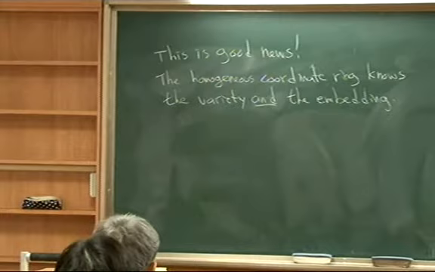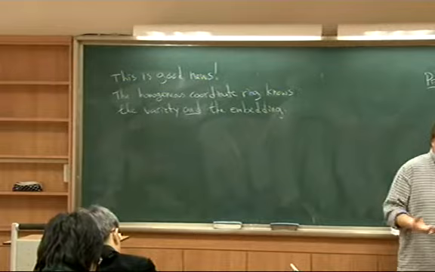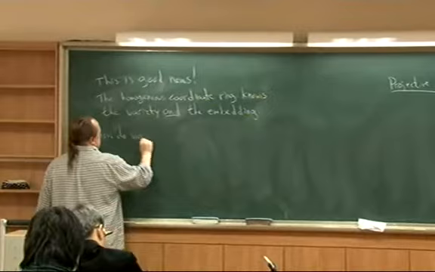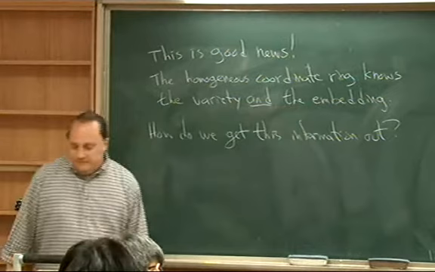So the question we want to ask now is, a homogeneous coordinate ring comes with this extra information, how do we get it out? It's nice to know it has the information, but we want it. Otherwise, it's not very helpful that it has the extra information. So how do we get this information out? And maybe more to the point, what sort of information can we get?